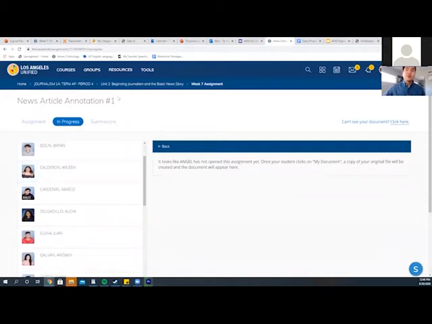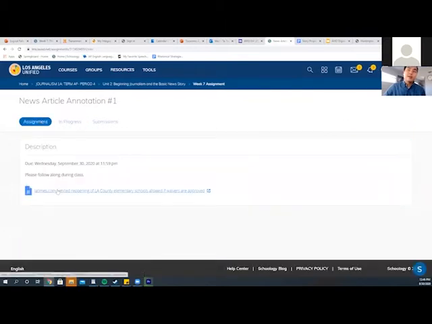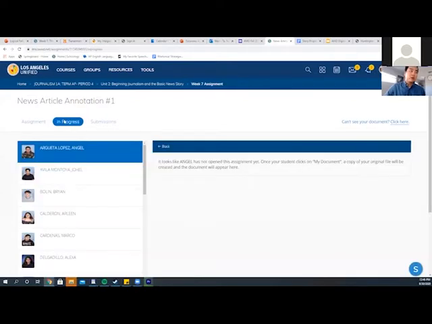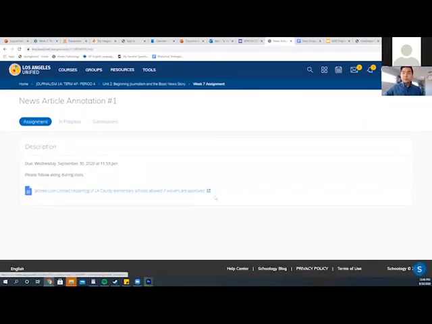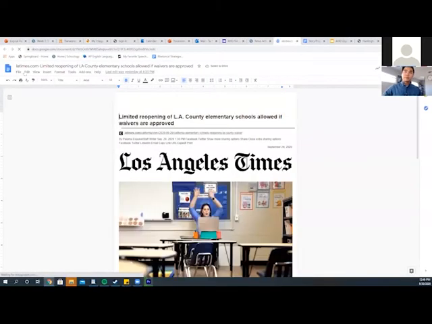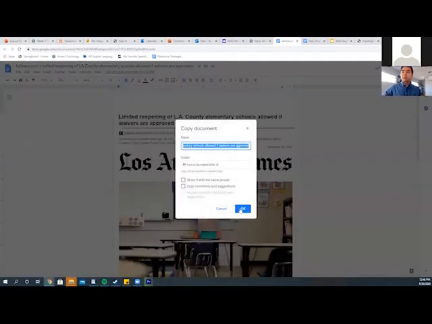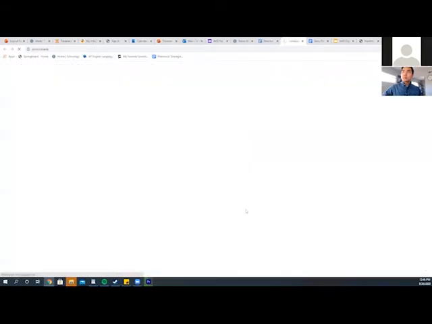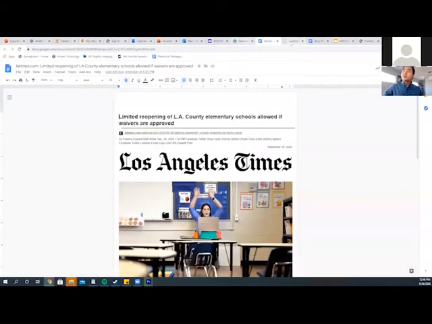So go to Unit 2, go to Week 7 assignments, and then click on this assignment. It should make a copy for you. It's an article that we're gonna read and annotate together. So I'm gonna give you a minute to get that open. So get that open. I'm just making a copy of it so when we comment, I don't ruin the original copy.